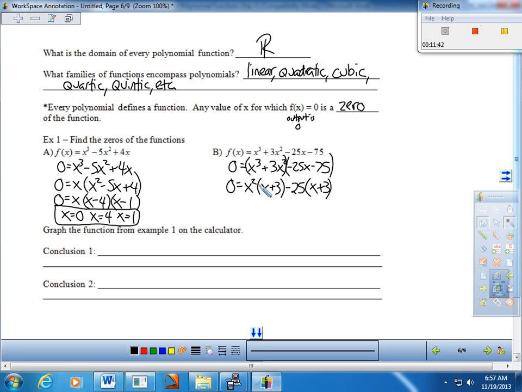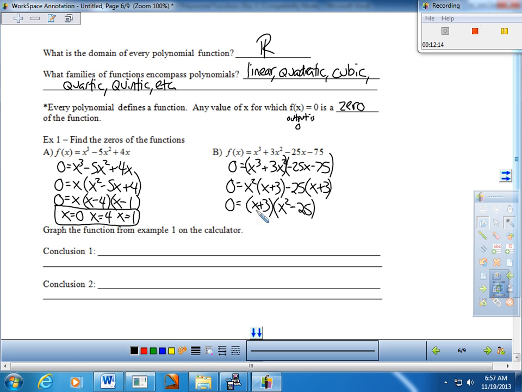If you remember correctly here, in this part and in this part, separated by that minus, I do have a greatest common factor of x plus 3. So if you remember correctly, we take out the x plus 3 from this and from this. And when I do, I get x squared from this end. Here's my minus. And I get 25 from this end. Looks great.